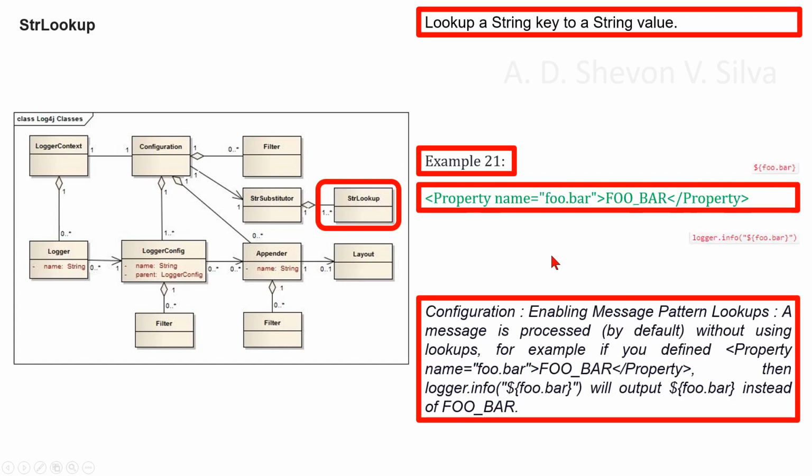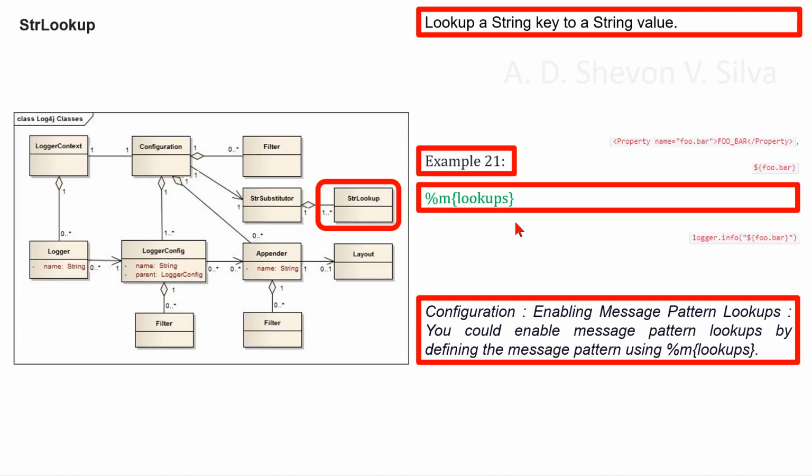Now we are considering enabling message pattern lookups in configuration. The message is processed by default without using lookups. For example, if you define here, then the logger.info here will output this one here instead of foo_bar. You could enable message pattern lookups by defining the message pattern using this.